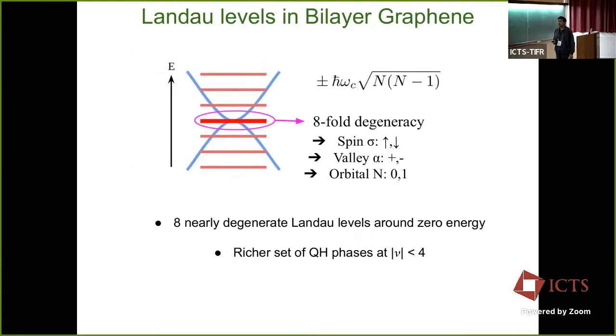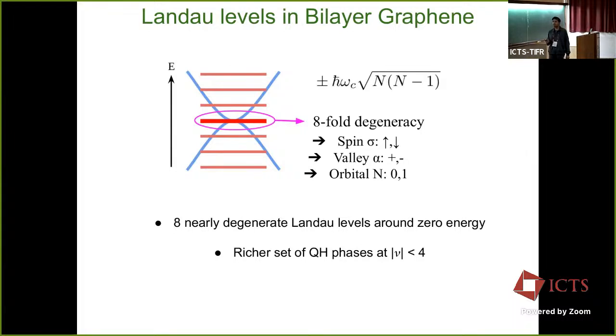If you add a magnetic field, the Landau spectrum in bilayer graphene goes something like this. It is square root of n(n-1). So for very large n, it would go exactly like what you would expect from a parabolic dispersion. However, because of the quadratic band touching, there is a special set of zero energy Landau levels, which are fourfold degenerate because of the spin, the valley, which I will call alpha plus and minus, and also this orbital index, n equals 0 and n equals 1.